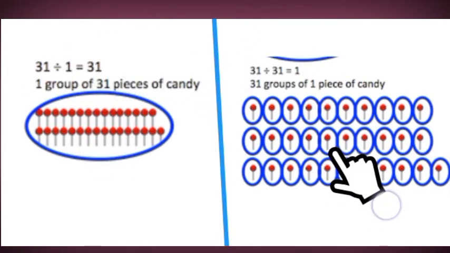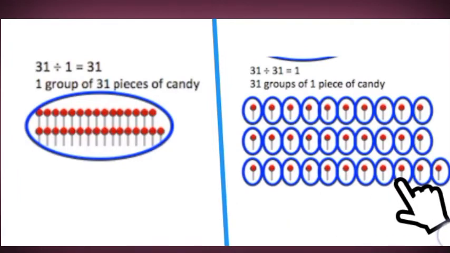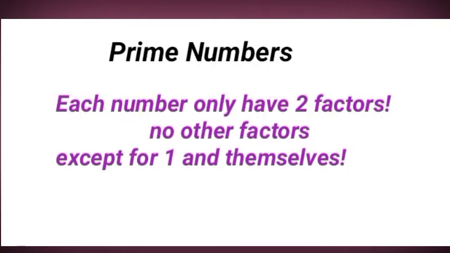So such numbers are called prime numbers. Literally, we can say that such a number has only two factors, no other factors except one and itself. Such numbers are called prime numbers.